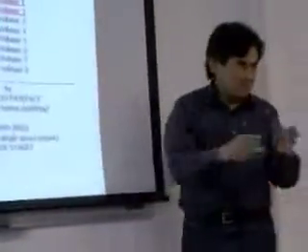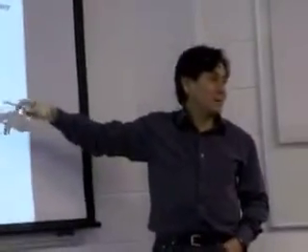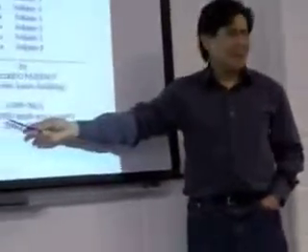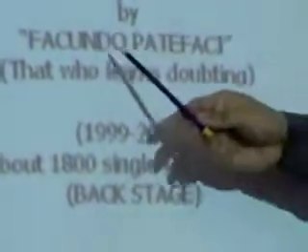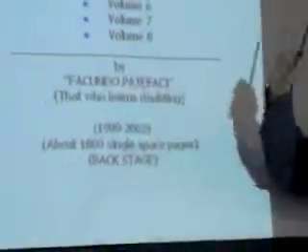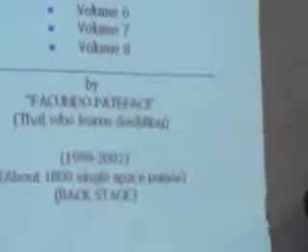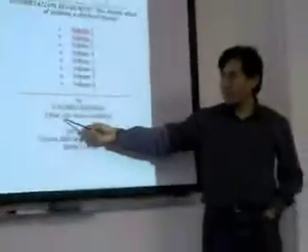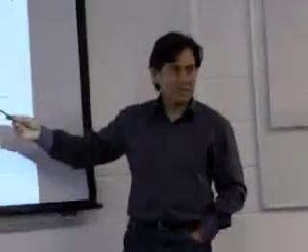During this stay here in Bath, I'm organizing my files. I organized them in 8 volumes of about 200 pages each, about 1,800 single-space pages. It's a lot. I'm very overwhelmed, and I'm organizing little by little. I also put a name, telling myself that this was written not by Fernando Galindo, but by Facundo Patefassi, a name that I invented from Latin words. Pseudonym. The one who learns doubting, more or less. Yeah, it's my pseudonym.